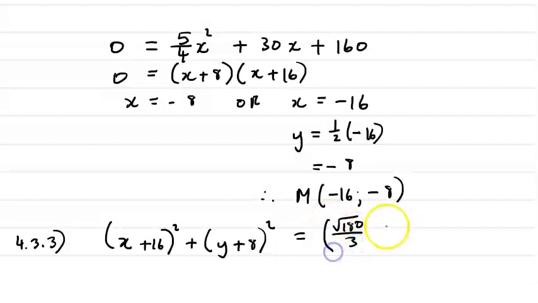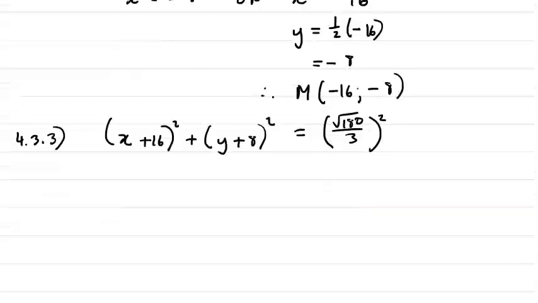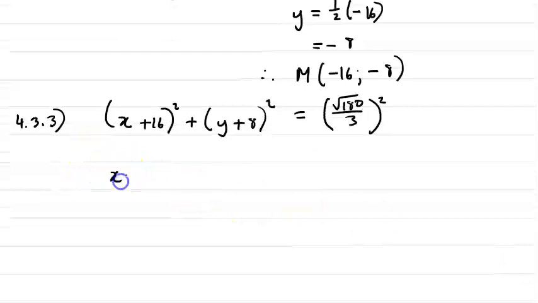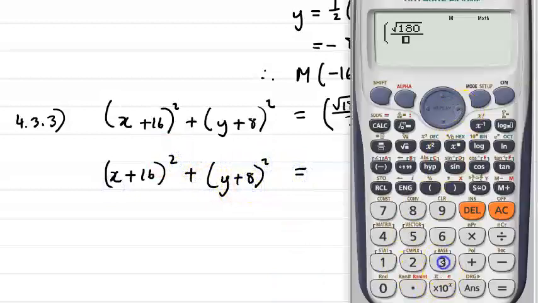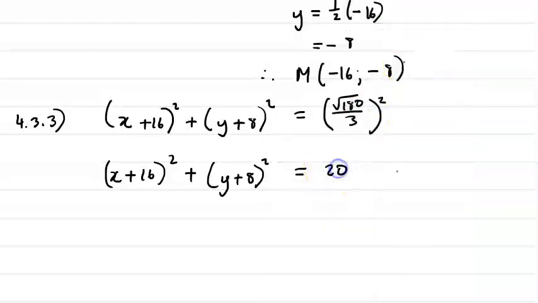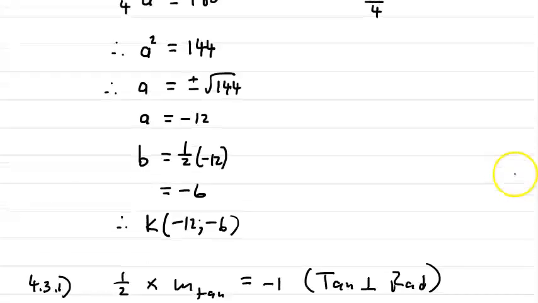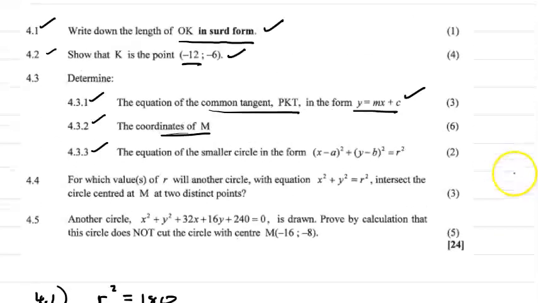180 over 3 all squared. So we can write it as x plus 16 if you want to simplify it, squared plus y plus 8 all squared equals to root 180 over 3 all squared, that's equal to 20. And that's the equation of the circle centered at M. So there you go. 4.4.